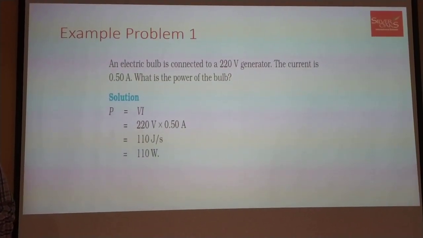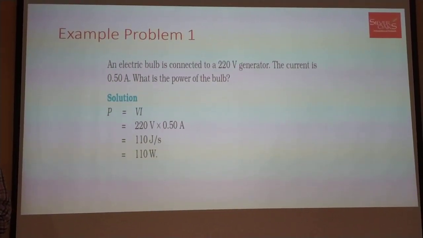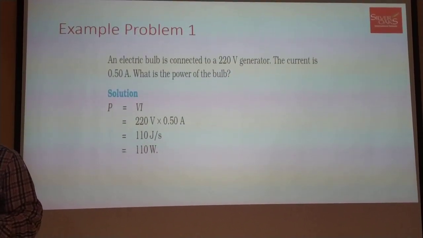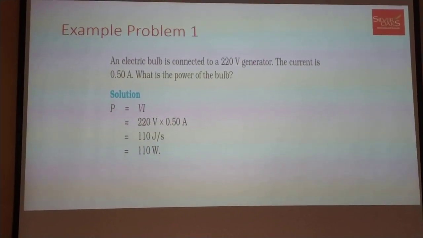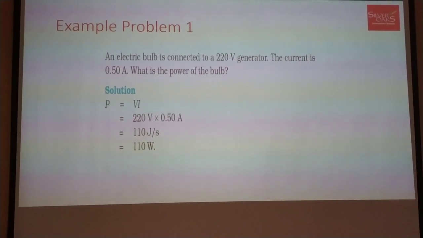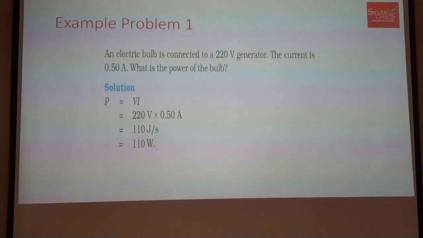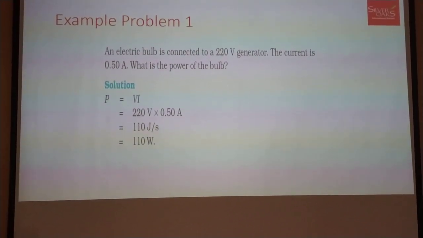So with that we have finished the heating effect of current. We'll quickly go through a few example problems. The first problem is given on your screen. An electric bulb is connected to a 220 volt generator. The current is 0.5 ampere. What is the power of the bulb?